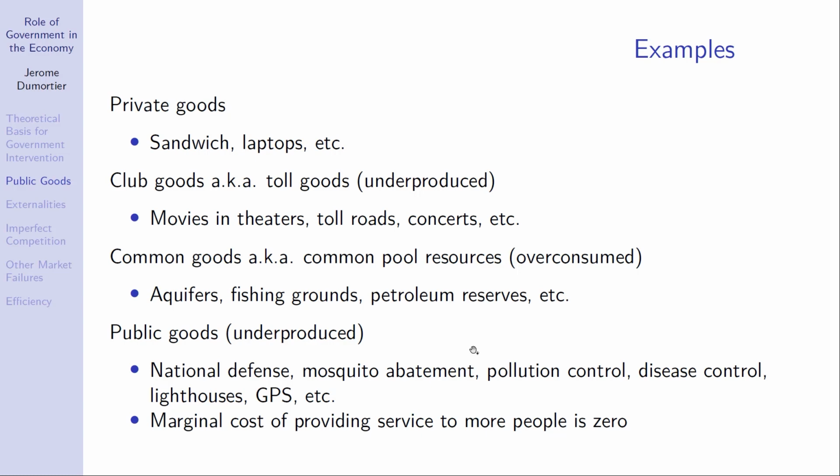Okay, and then public goods. The prime example for public goods is national defense. If you're living within the United States or any other country, then you're benefiting from national defense. And it doesn't matter how many people actually live within the country, the consumption of national defense is non-rival. Other examples here are mosquito abatement, pollution control, disease control, lighthouses, or the global positioning system. Note that the additional cost of providing a public good to more people is basically zero.